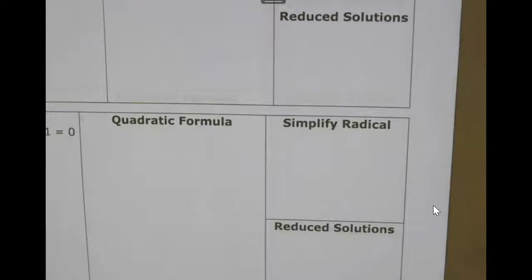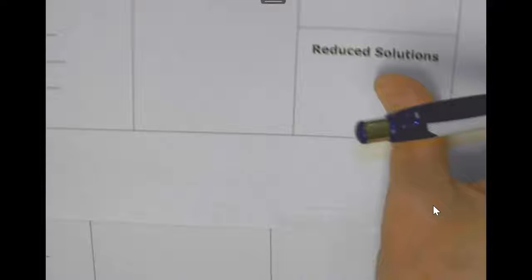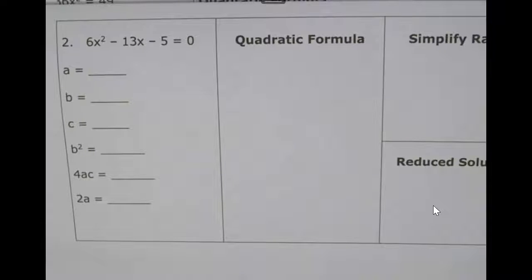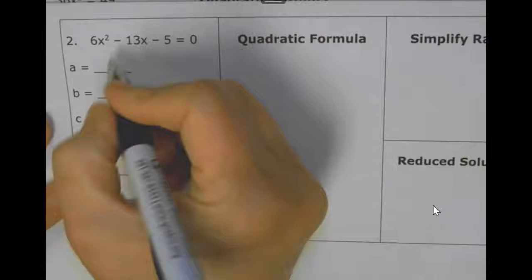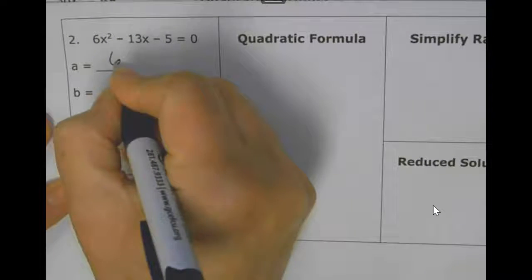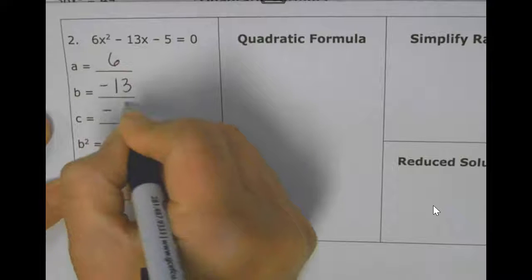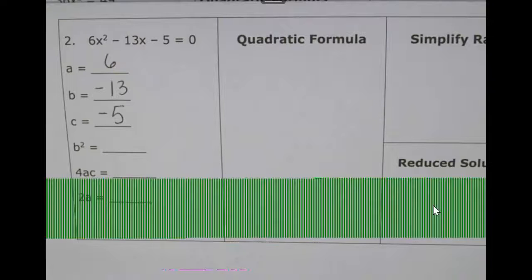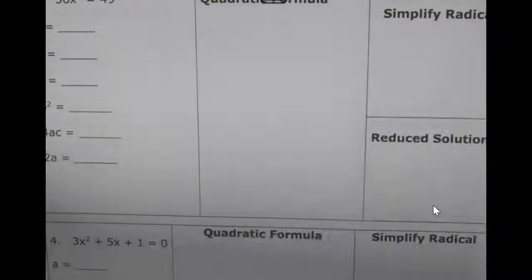The first thing you do on a problem is check and see that it is in standard form. Is it equal to 0? First thing you need to do is make sure it's in standard form. If it is in standard form, then you can fill in your A, your B, and your C. And then you need to fill in your b squared. Now we got to talk about b squared for a minute. What is b squared here?